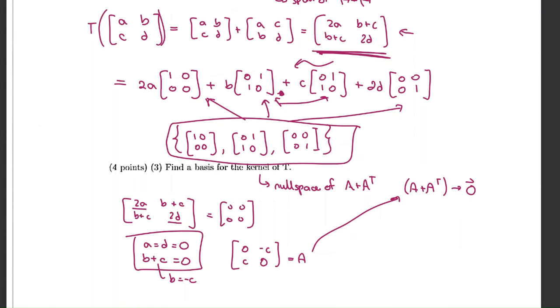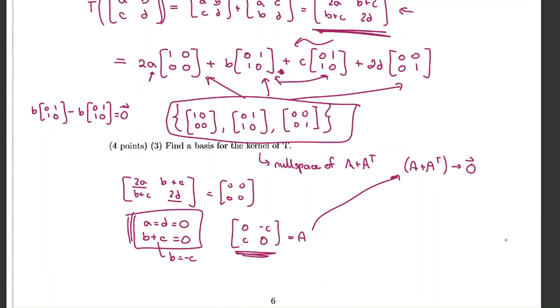Hopefully that makes sense, because if you look up over here, if A equals 0 and D equals 0, and B is the negative of C, you would get something like B times 0, 1, 1, 0 minus B times 0, 1, 1, 0, which would just be 0. So that would always map you to the 0 vector. So these are the conditions that we need to uphold, and A can be anything of this sort. And if we factor this out, we get C times 0, negative 1, 1, 0. And so this vector here is going to be our basis for the kernel, or the null space, of A plus A transpose.